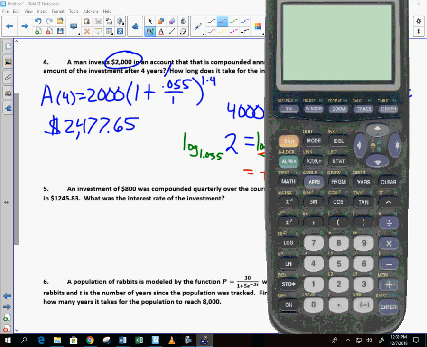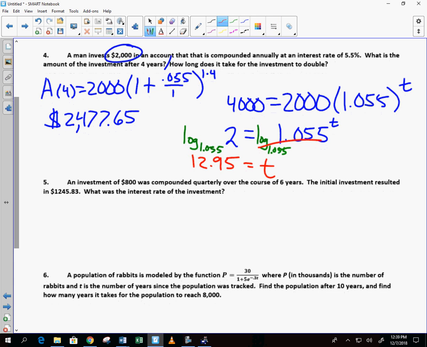Go to my calculator. Log of 2 divided by log of 1.055. So Logan says, I've got $2,000. I'm going to leave it in the bank until it doubles. He's got to wait 13 years.